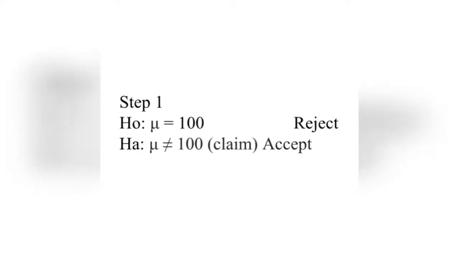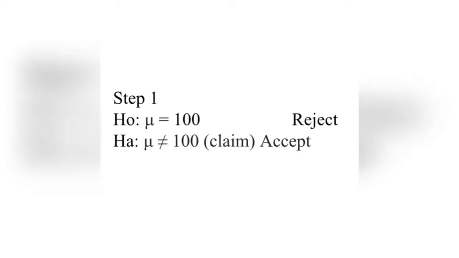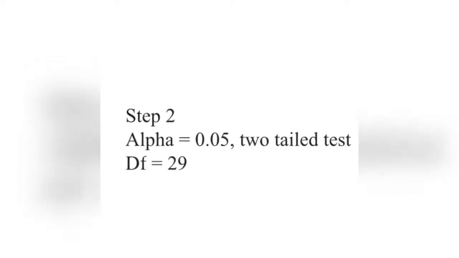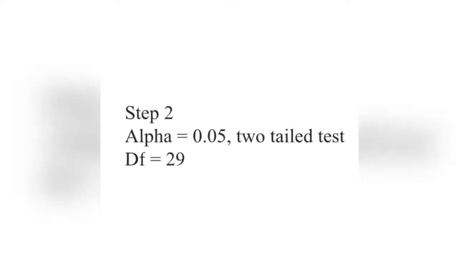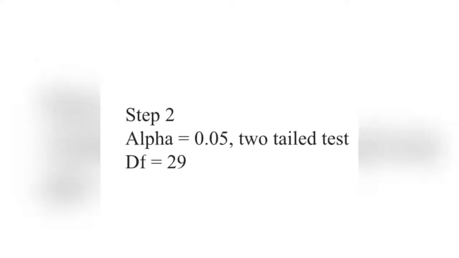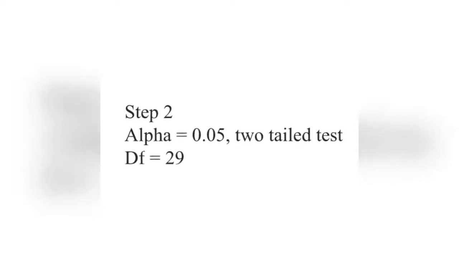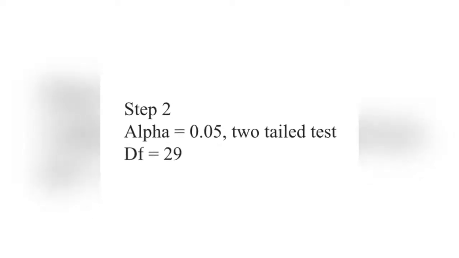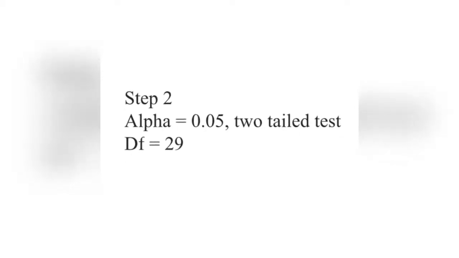Step 1. H0 will be mu is equal to 100. HA would have the opposite, which is mu is not equal to 100. Step 2. Compute the degrees of freedom, or df. So 30, which is the n, minus 1, is 29. Alpha is 0.05 and it is a two-tailed test since it doesn't show any sign of which is greater than or less than.